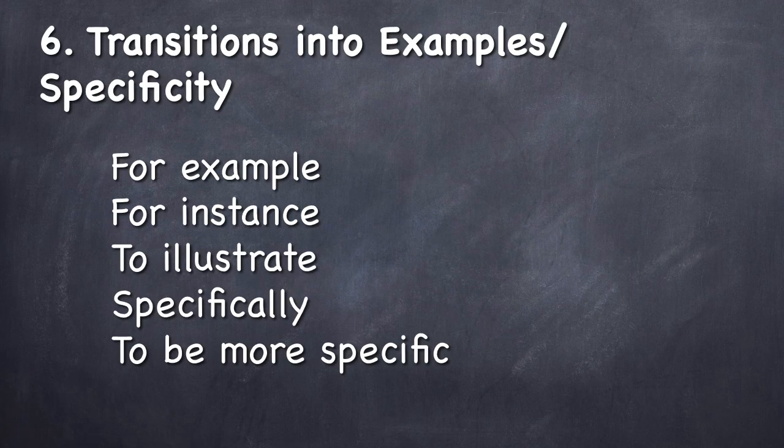Transitions into examples, specificity transitions. For example, for instance, to illustrate, specifically, to be more specific. These are very powerful transitions because they allow you to kind of zoom in and expand on previous content. In other words, you may be explaining something or stating a point, and now it's time to illustrate it. It's time to provide an example. So now you're becoming more specific, and this gives you a chance to expand your essay. And you can add one or more examples, and that's one of the ways for you to keep expanding your essay, which is very powerful.